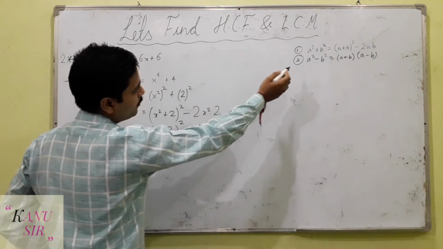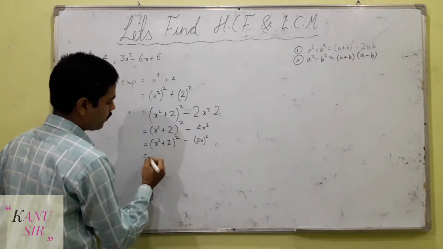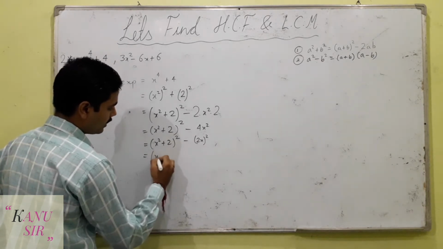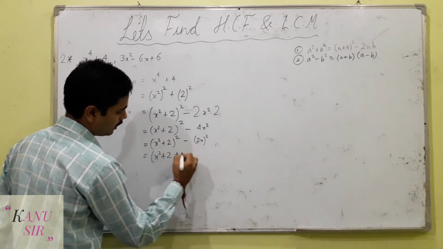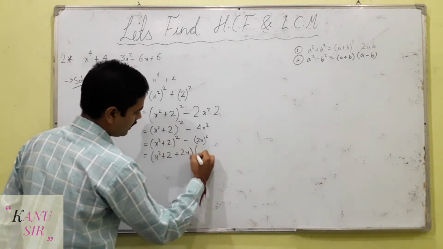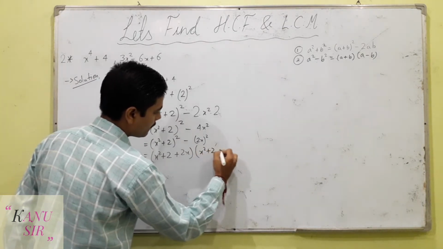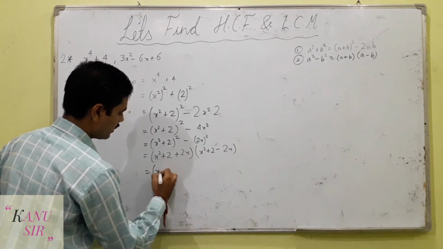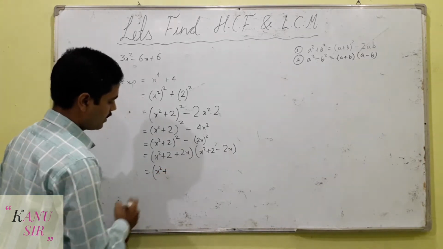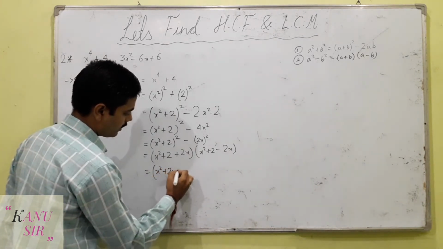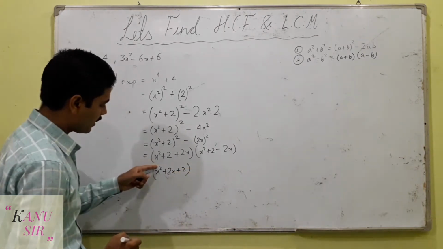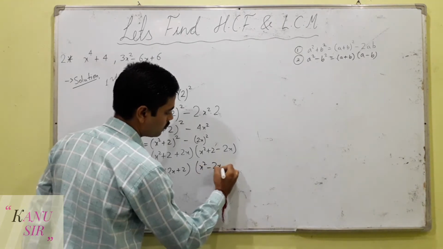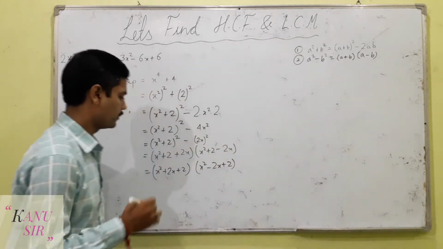Then we are going to compare and write the question in terms of formula, like this as a and this as b. So we'll write a plus b, and again we'll write a minus b. You can arrange the terms in descending order, like x square, then 2x plus 2. It means the power of x is decreasing, and similarly here also x square minus 2x plus 2.